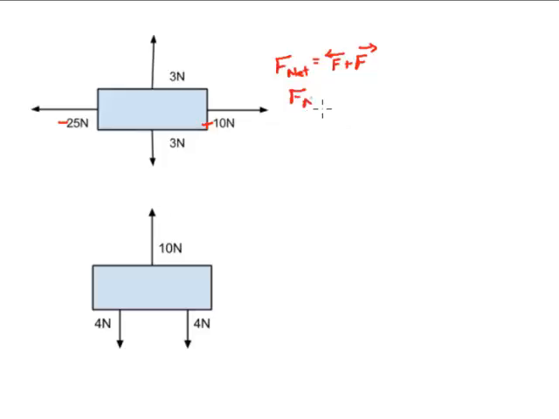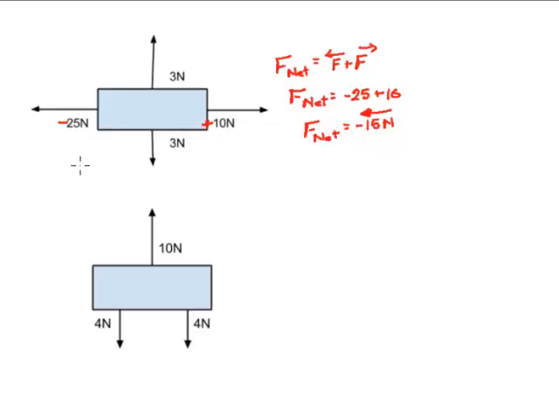So force net equals negative 25 newtons plus 10. So I get a force net to be negative 15 newtons in this direction. Now what's interesting is you can choose either direction to be positive or negative, but once you've made that choice, you need to stick with it.